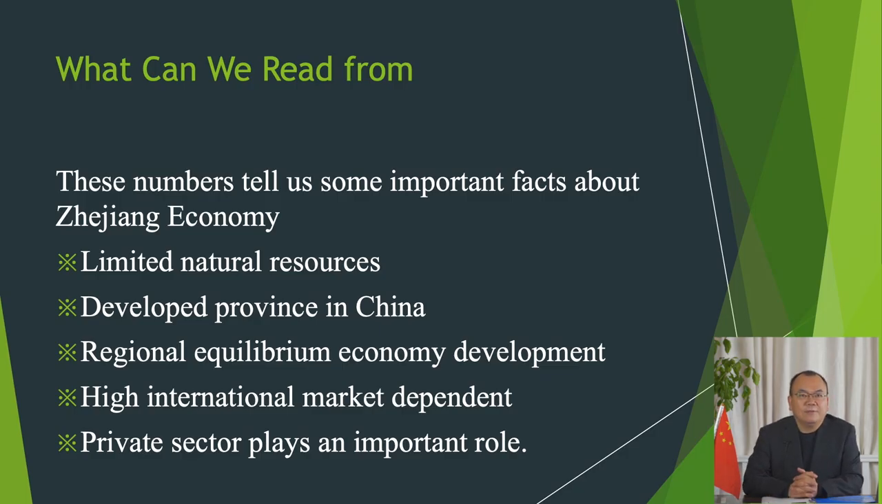So I have described the general picture of Zhejiang economy. We have given the tables about GDP, about export and import, FDI, about regional development. And these figures can help us to understand Zhejiang economy. Zhejiang has limited natural resources compared with Jiangsu and Guangdong province. However, Zhejiang is a developed province in China. And this developed province is different from the other developed provinces because Zhejiang has a equilibrium regional development.